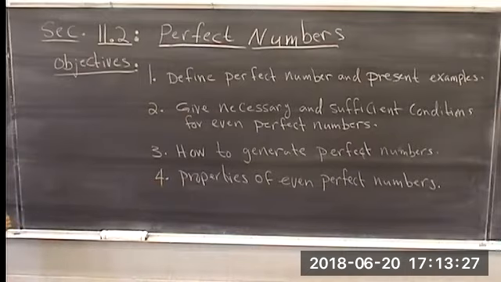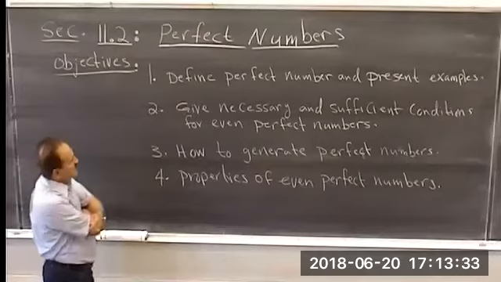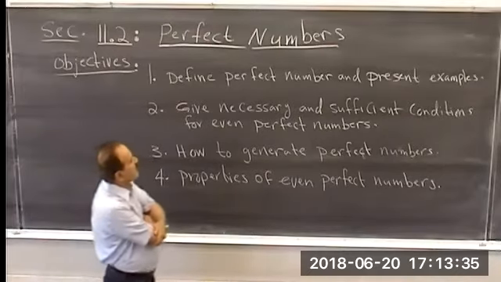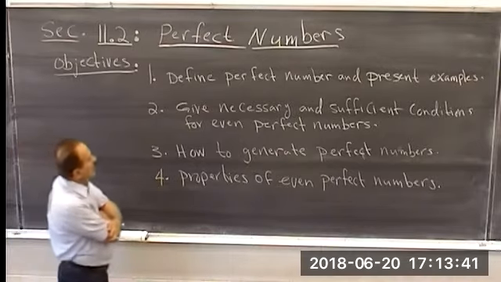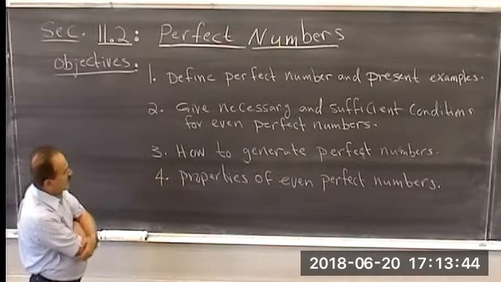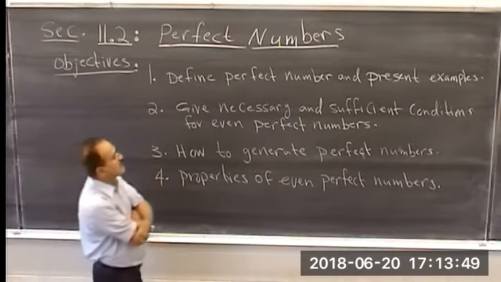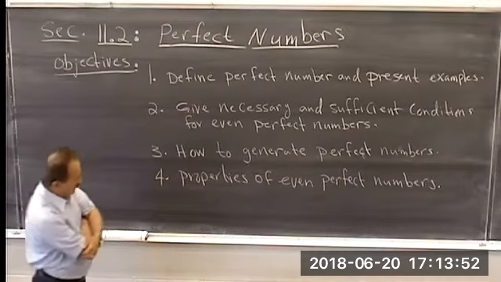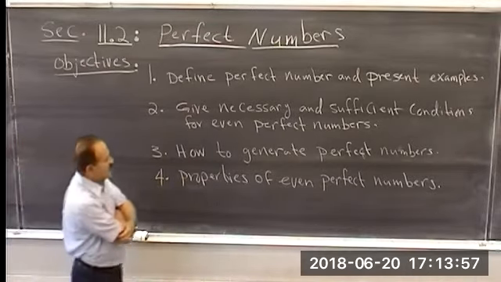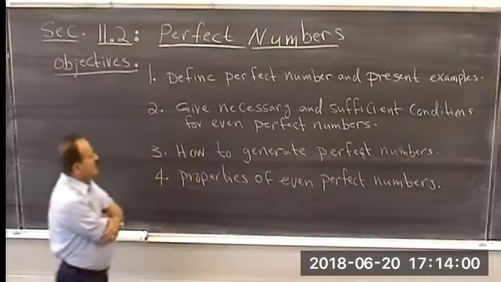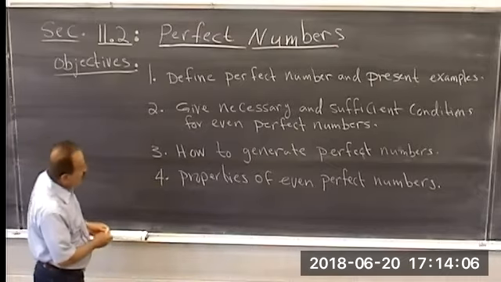So the objectives of this section: we're going to start with defining what a perfect number is and present some examples. Then we're going to give necessary and sufficient conditions for a number to be an even perfect number. It turns out that the only known perfect numbers are even. There is no known odd perfect number. Then we're going to look at how we can generate even perfect numbers, and then at a few properties of even perfect numbers. So let's get started.